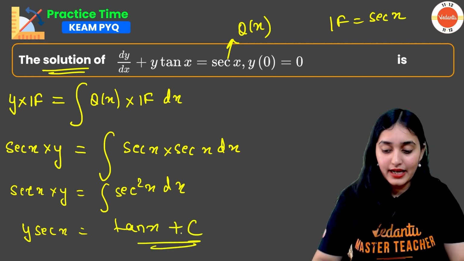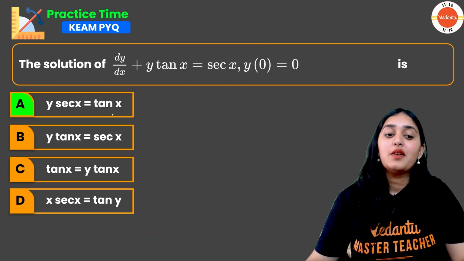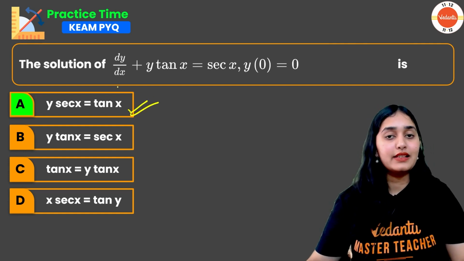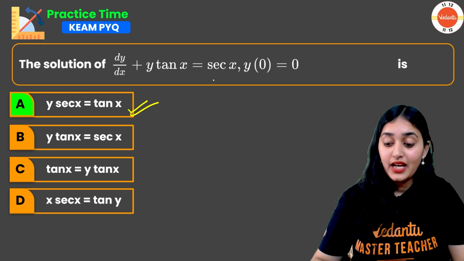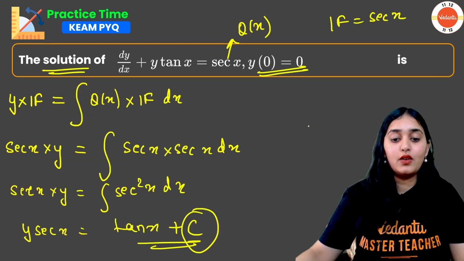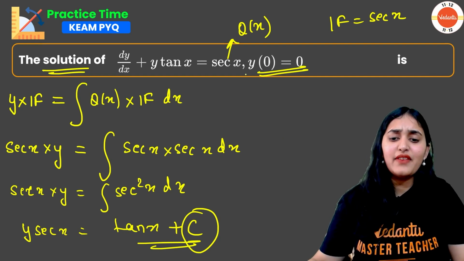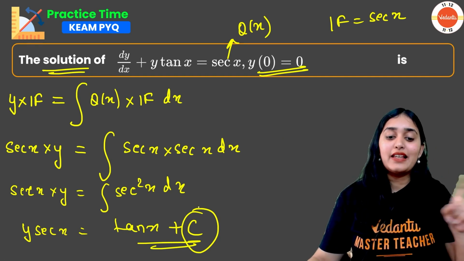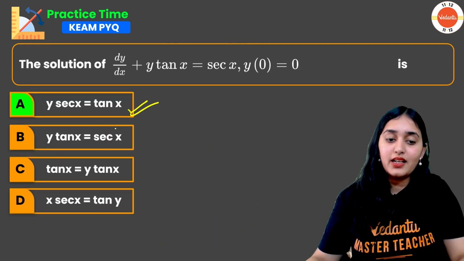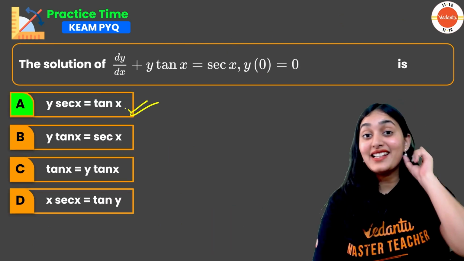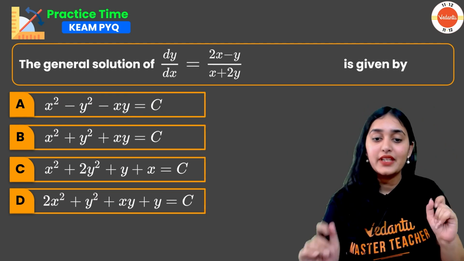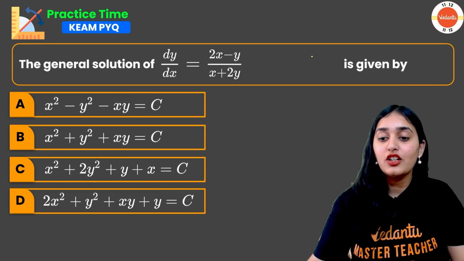Don't forget the constant. Now look at the options. Option A is the right answer. Y into sec x is equal to tan x. Oh, sorry. Plus c will not be there because they have given y0 is 0. So basically when you put the value of x and y as 0, c will also be 0. So therefore c will not be there and this is your answer. Okay, this is how we solve linear differential equation. Clear? Next question. Find the general solution of this equation.